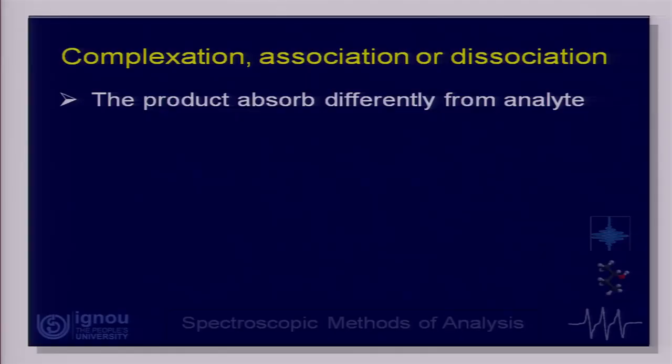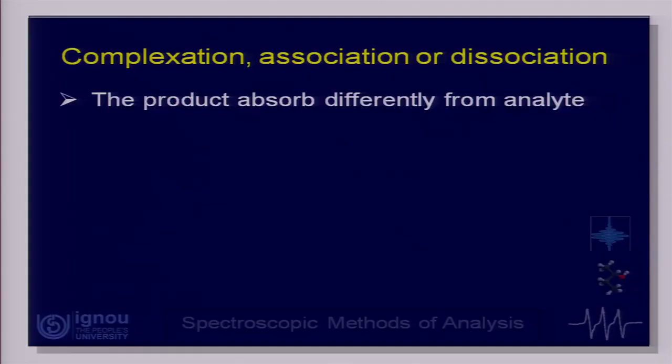Let us talk about another possibility whereby there could be chemical deviations from the Beer-Lambert law, and that possibility happens to be, say, complexation. Association or dissociation are other possibilities, but I am taking an example of a complexation case, wherein the original absorbing species and the one which comes as a consequence of complexation absorb differently. As a consequence, that leads to deviations from the expected Beer-Lambert law behavior.